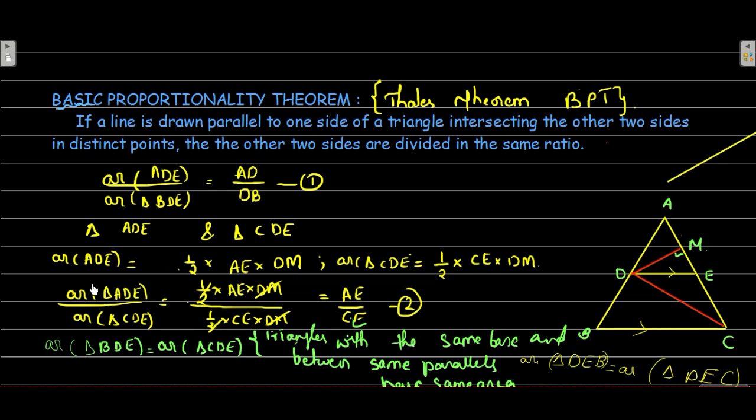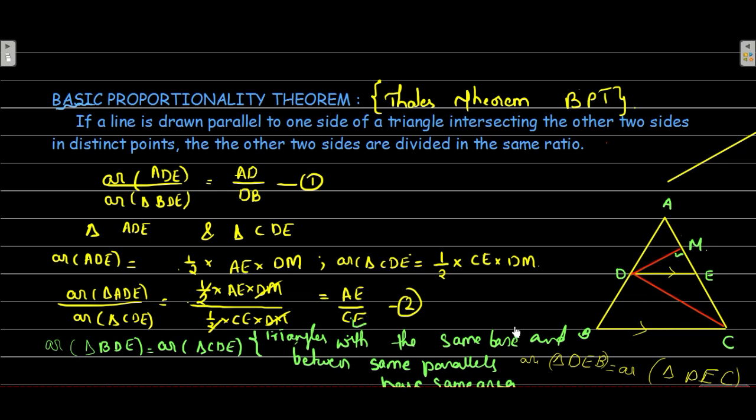Then we will find the ratio of the area of triangle ADE by area of triangle CDE, which we have calculated just now. So, area of triangle ADE is half into AE into DM, we will write that here, and area of triangle CDE we got is half into CE into DM. DM and DM can be cancelled and half can be cancelled. That will give us AE upon CE.